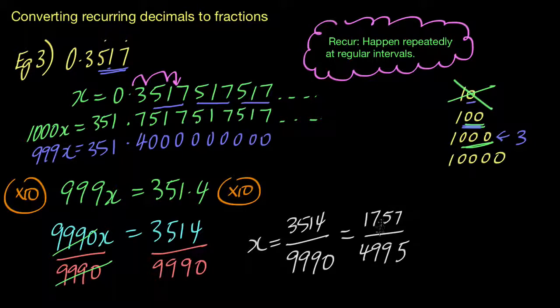Last of all, do we stop there? I wouldn't. What I'd do is I'd test it. So with the calculator, type in 1757 divided by 4995, press equals. Do you get 0.3517, 517, 517? Yeah, you do. So we know we've got the right answer, and we can say, yep, we're right.